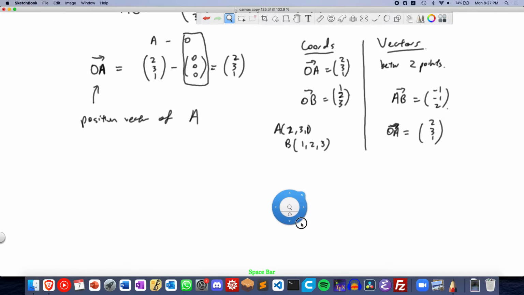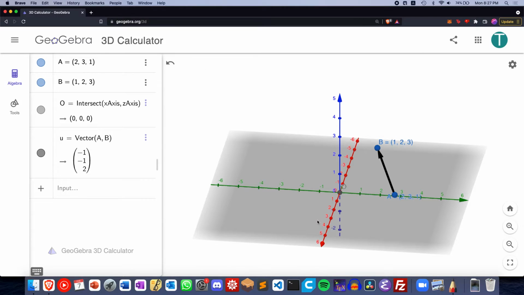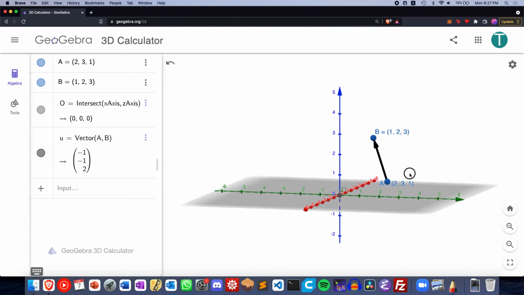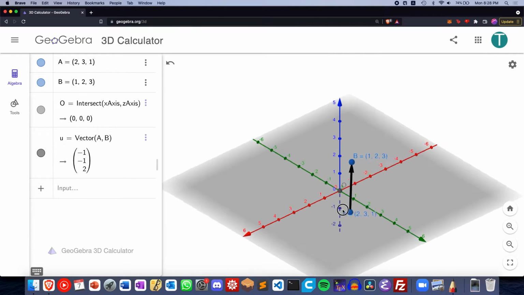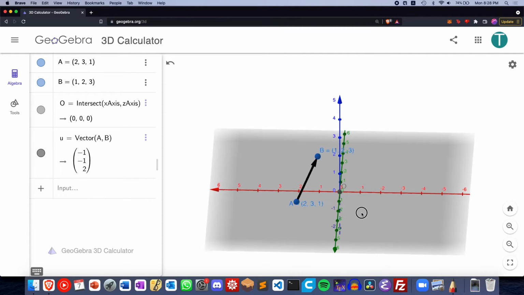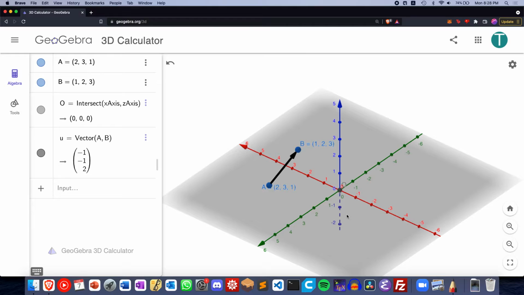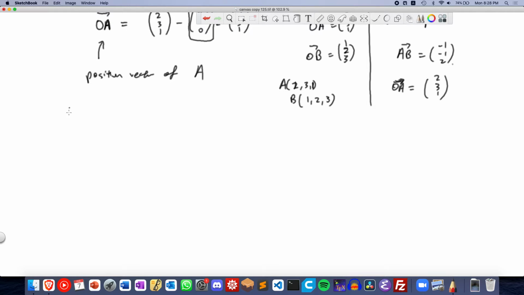Okay, so with that key distinction, we're done with defining what vectors are. Now let's talk about different operations between vectors. So we can have addition of vectors.